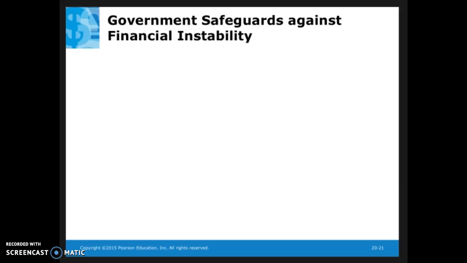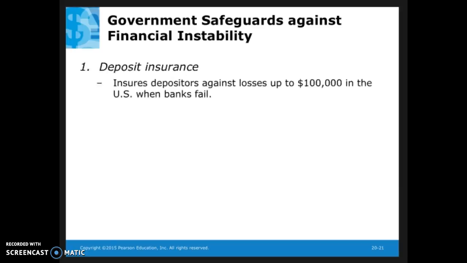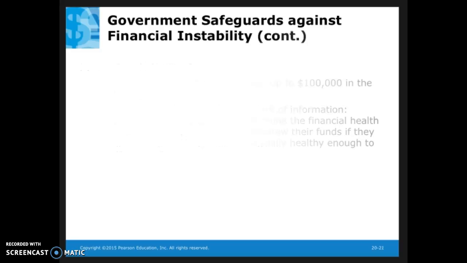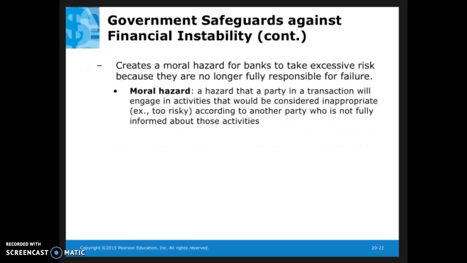So government safeguards. First is deposit insurance. This insures depositors against losses up to $100,000 in the US when banks fail. This prevents bank panics due to a lack of information. But it creates a moral hazard for banks to take excessive risk. Moral hazard is a hazard that a party in a transaction will engage in activities that would be considered inappropriate according to another party who is not fully informed of those activities.